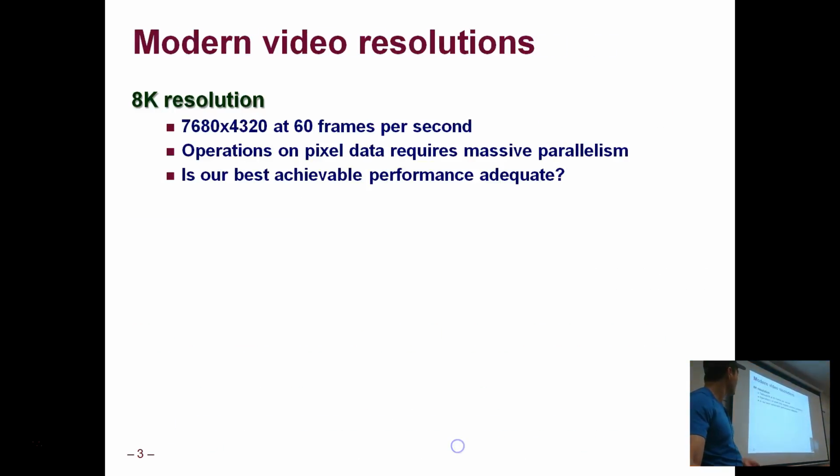But you want more. For example, if you have 8K resolution in your video, 8K TVs are coming soon, so if they're powered by Intel processors, hopefully the SIMD is going to keep up with that. But if you're talking about 7,000 by 4,000 frames at 60 frames per second, you require operations on pixel data that are massively parallel. So you can't afford to have a single CPU with two floating point units processing your video. Just can't keep up. Our best achievable performance is really not going to be adequate when you're talking about this kind of data.